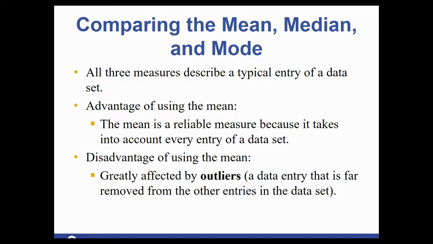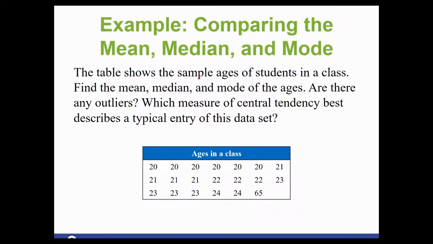So when we're looking at data sets, it kind of depends on how the spread of the data is as to whether we even use the mean or the median to describe it. So here's a perfect example. The table shows the sample ages of students in a class. Find the mean, median, and mode of all the ages. Are there any outliers? Which measure of central tendency best describes a typical entry of this data set?